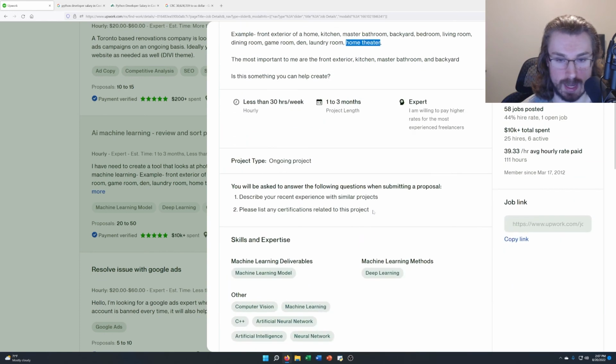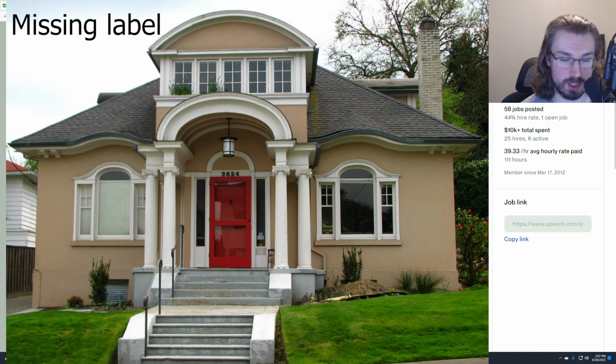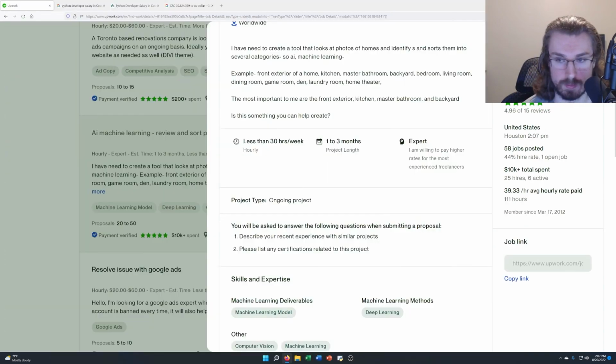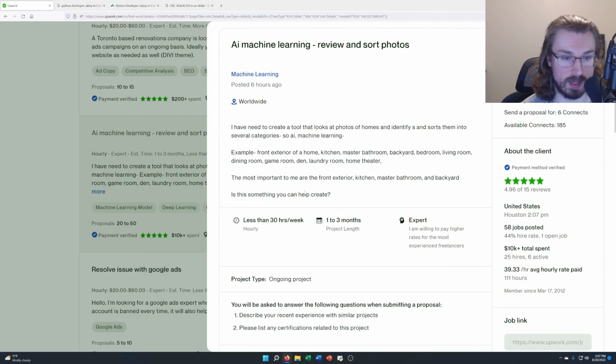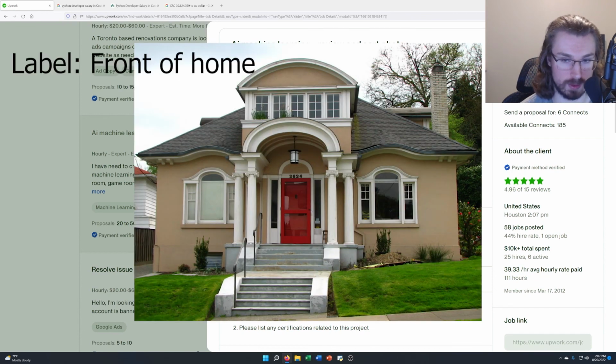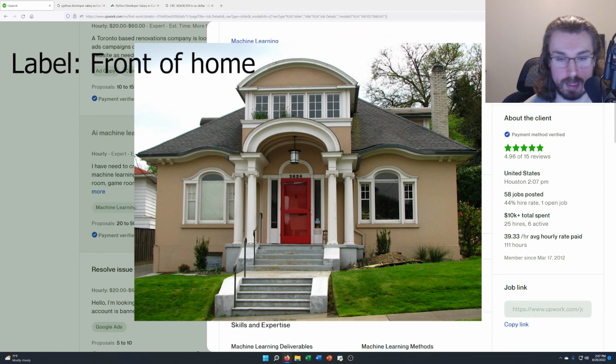I doubt that they have labels. They probably have images, maybe, but they likely don't have labels. So this person would either have to find a data set with labels, images of fronts of homes with the label, and then use that for the training to create the model, or they would have to label it themselves.